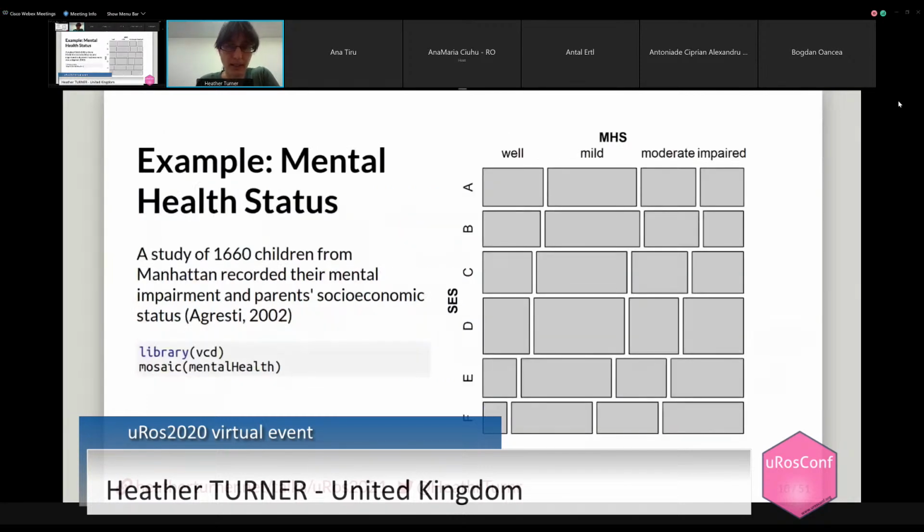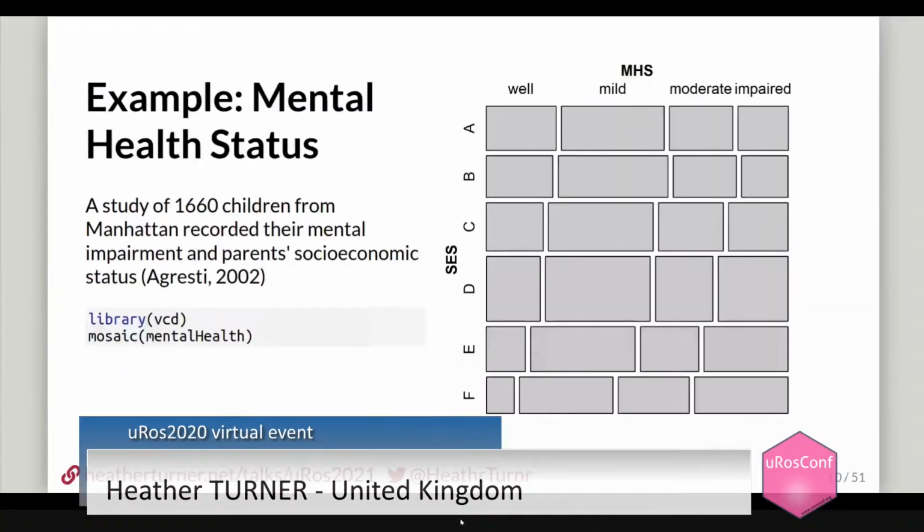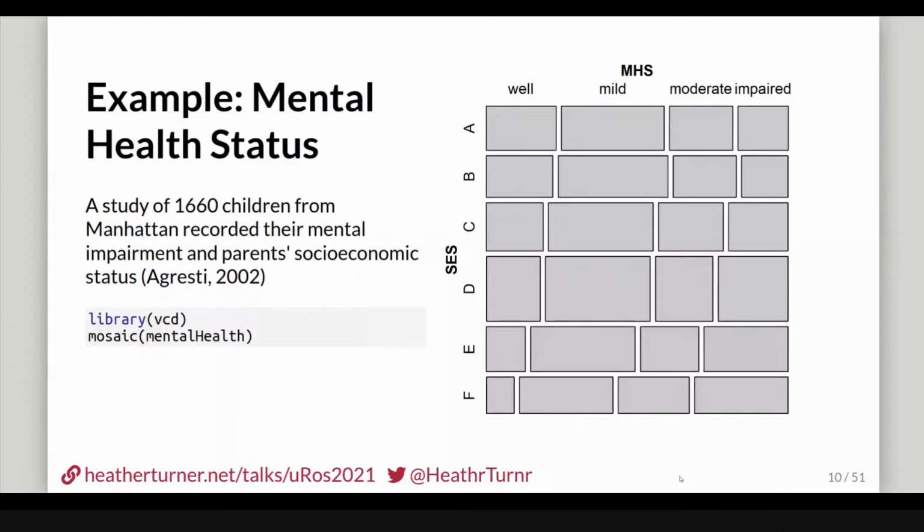So let's look at a basic example. This isn't one of our big case studies. This is a study of just over 1,600 children from Manhattan. It's an example in Agresti's book on categorical data analysis, where we have data on the mental health status and the parents' socio-economic status. I've plotted this using the mosaic function from the vcd package, which enables you to get a quick overview of a contingency table. The size of the boxes is relative to the size of the count in the contingency table.